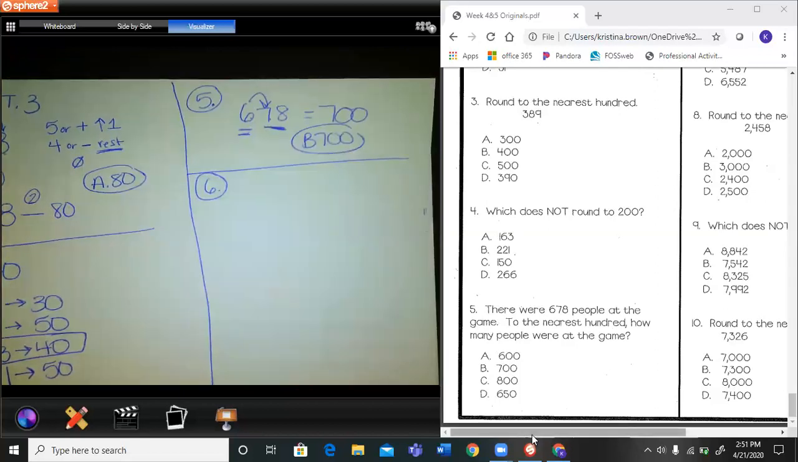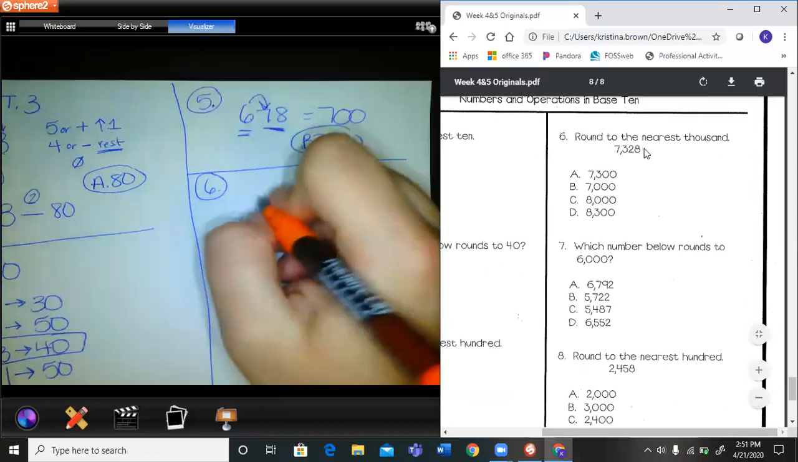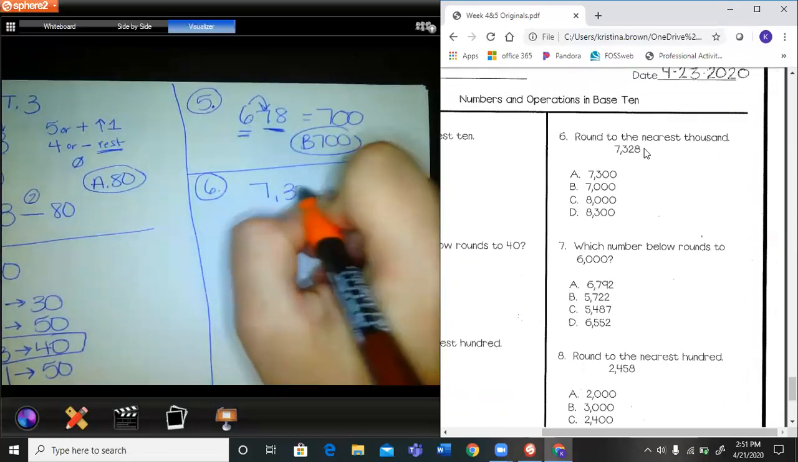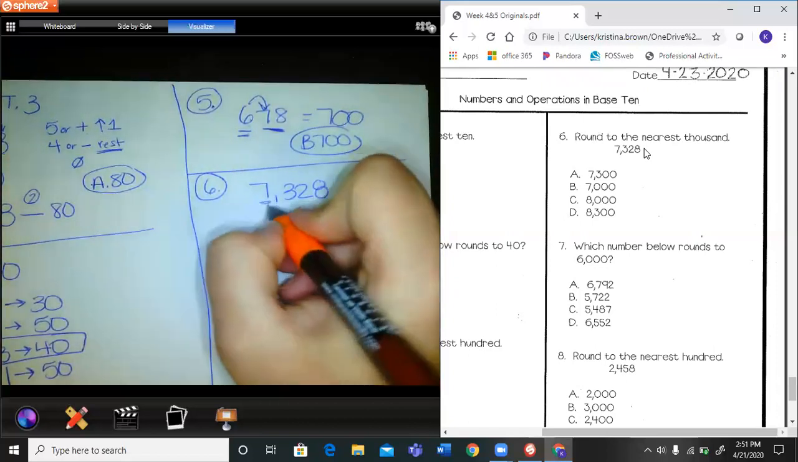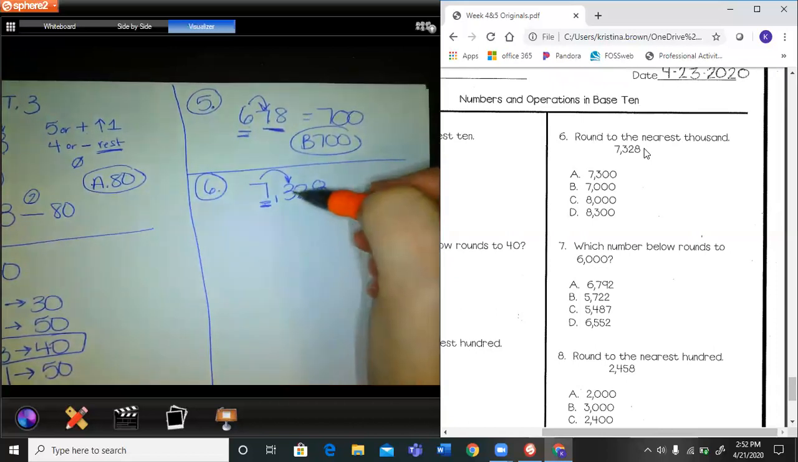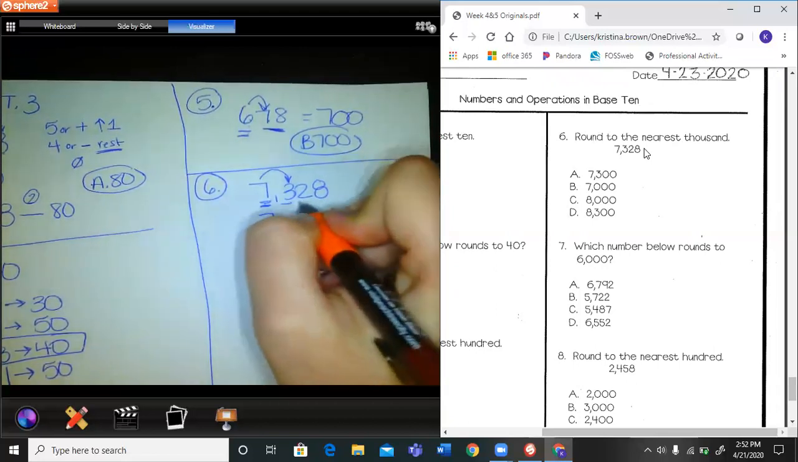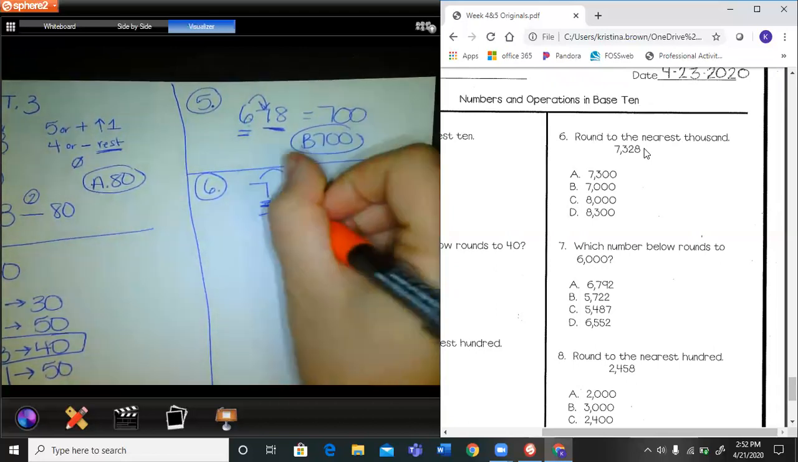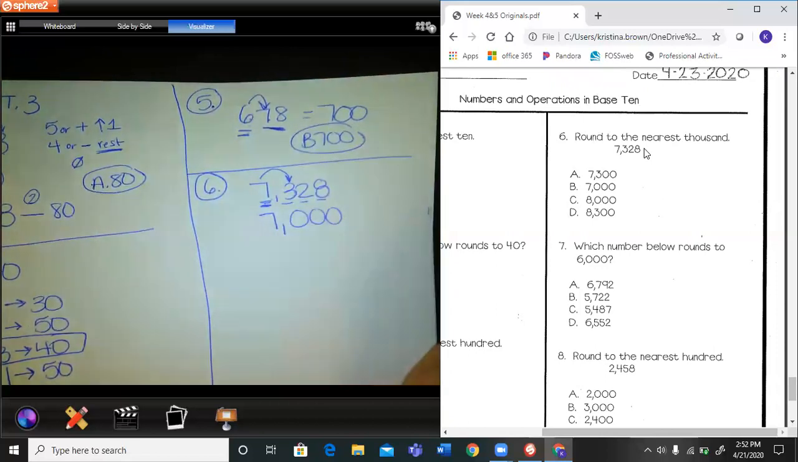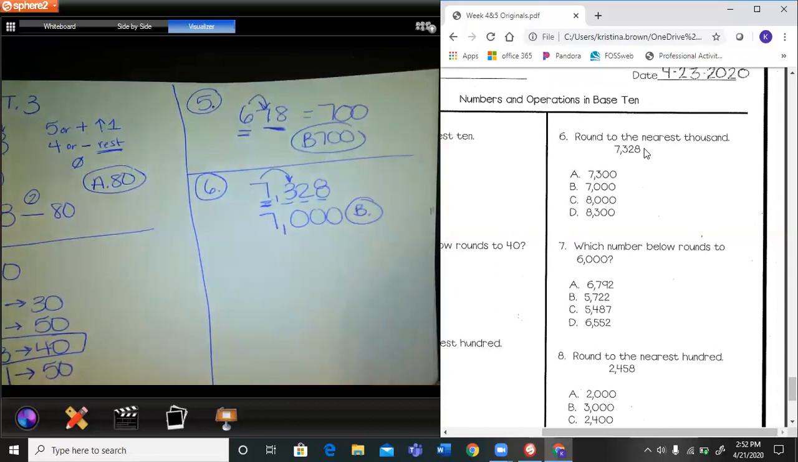Number 6, round to the nearest thousands. 7,328. Find my number, look to the right. 5 or more, raise the score. 4 or less, let it rest. This is a 3, which is less than 4, which means our underlined digit stays the same. And then my 3 spots to the right turn to 0. So my answer should be B, 7,000.